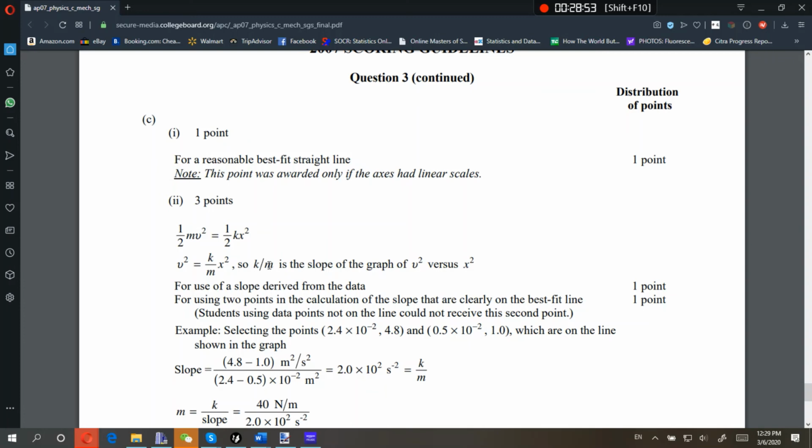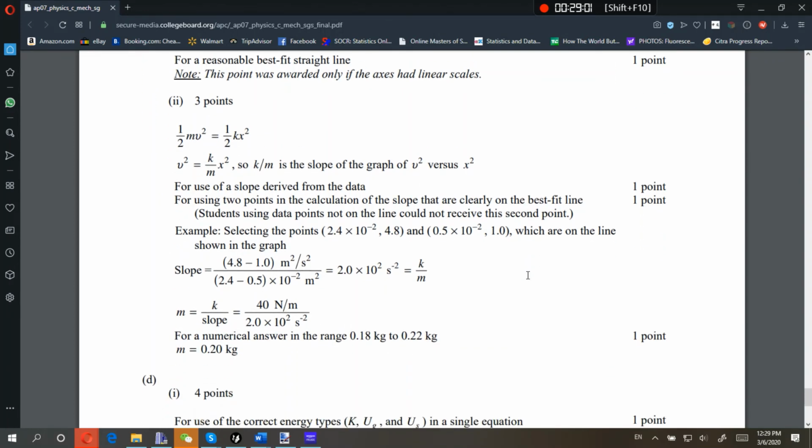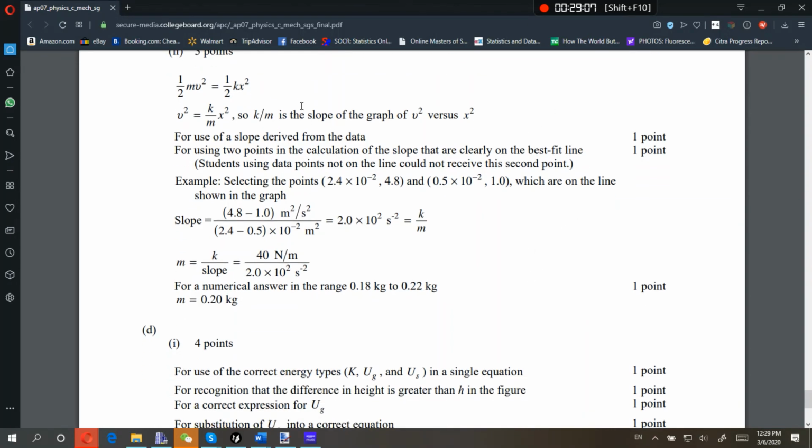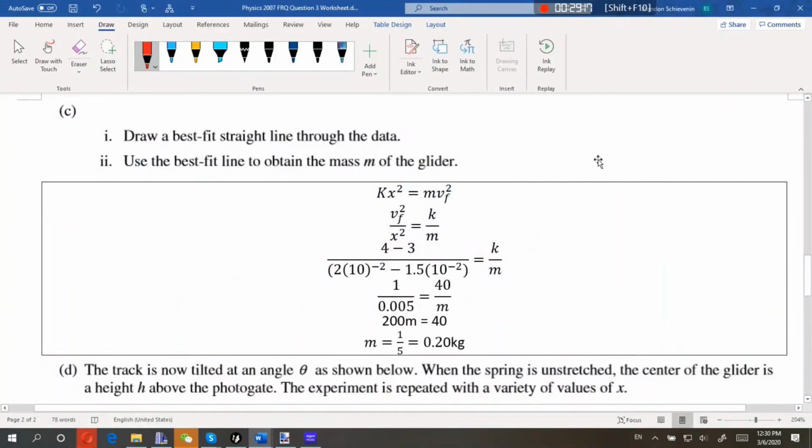Okay, k over m is the slope of the derived data. Use the calculation for 2 points that are roughly on the best fit line. Any answer in the range of 0.18 to 0.22. Okay, we were in that range, so we should get 3 points for that.